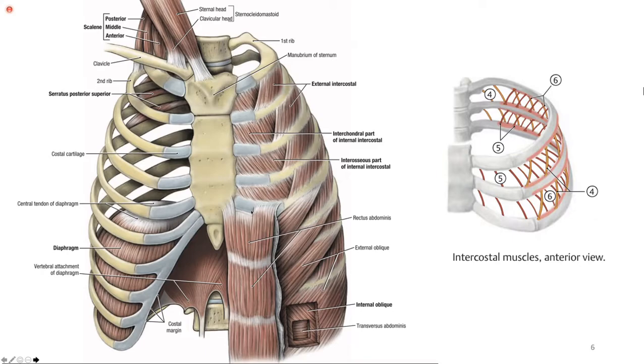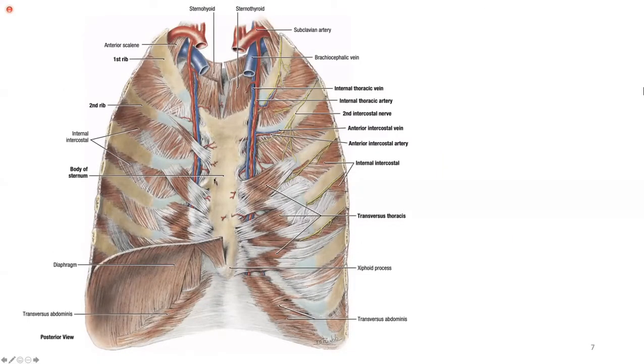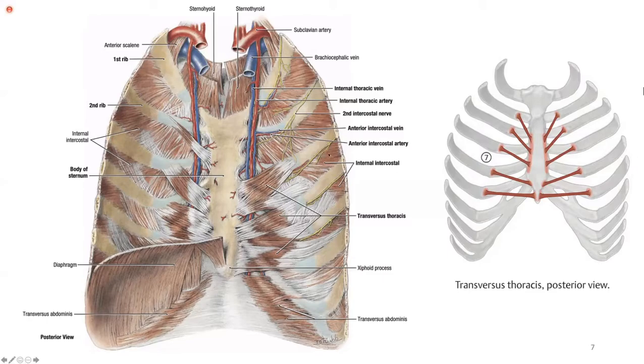Now, what has been done? The anterior chest wall has been removed and we are looking from inside. You're looking at the sternum, the ribs coming to the sternum, and the costal cartilages. And what are we looking at? We are looking at this muscle called transversus thoracis. So this is my transversus thoracis, the same picture. You can match the picture here.